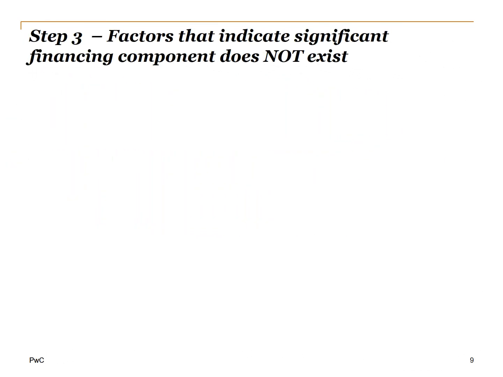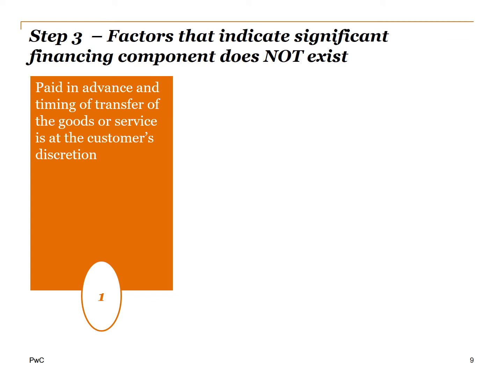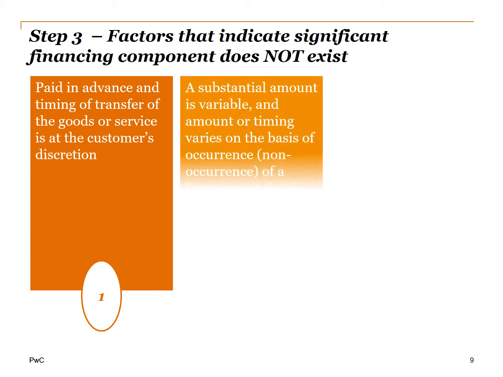In a similar way to variable consideration, IFRS 15 also provides factors that indicate a significant financing component does not exist. There is not a significant financing component if any of the following factors exist. The customer paid for the goods or services in advance, and the timing of the transfer of those goods or services is at the discretion of the customer.